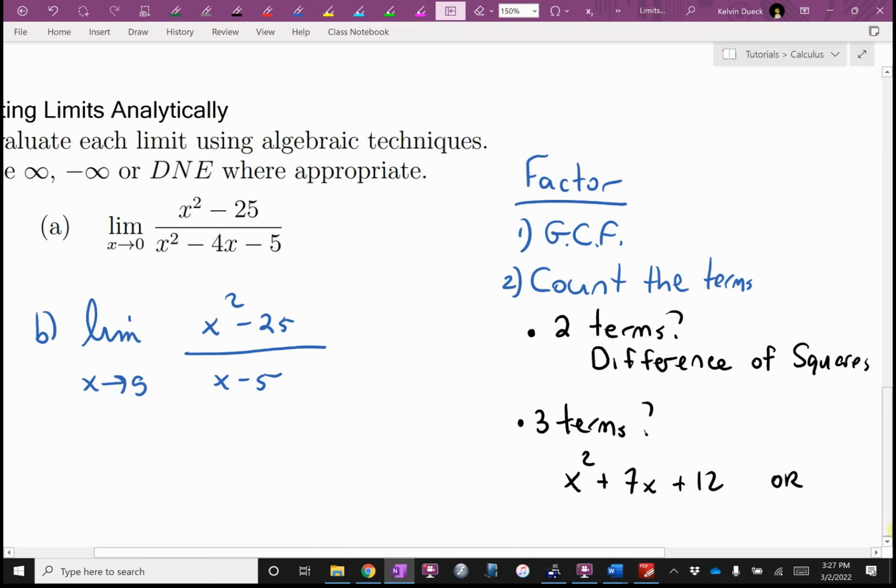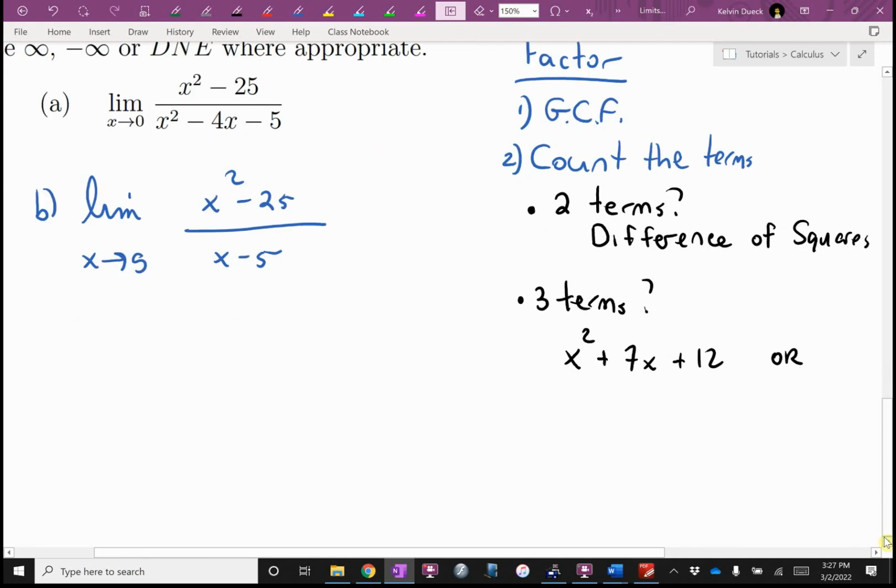Or, if it's really yucky, you might have something with a leading coefficient, like 5x squared plus 11x plus 2. Why are those yuckier? You can't quite do these in your head as easily. There's something called factoring by grouping or a box method, but you've got to be able to handle those. If you want to, I can teach you how to do that.